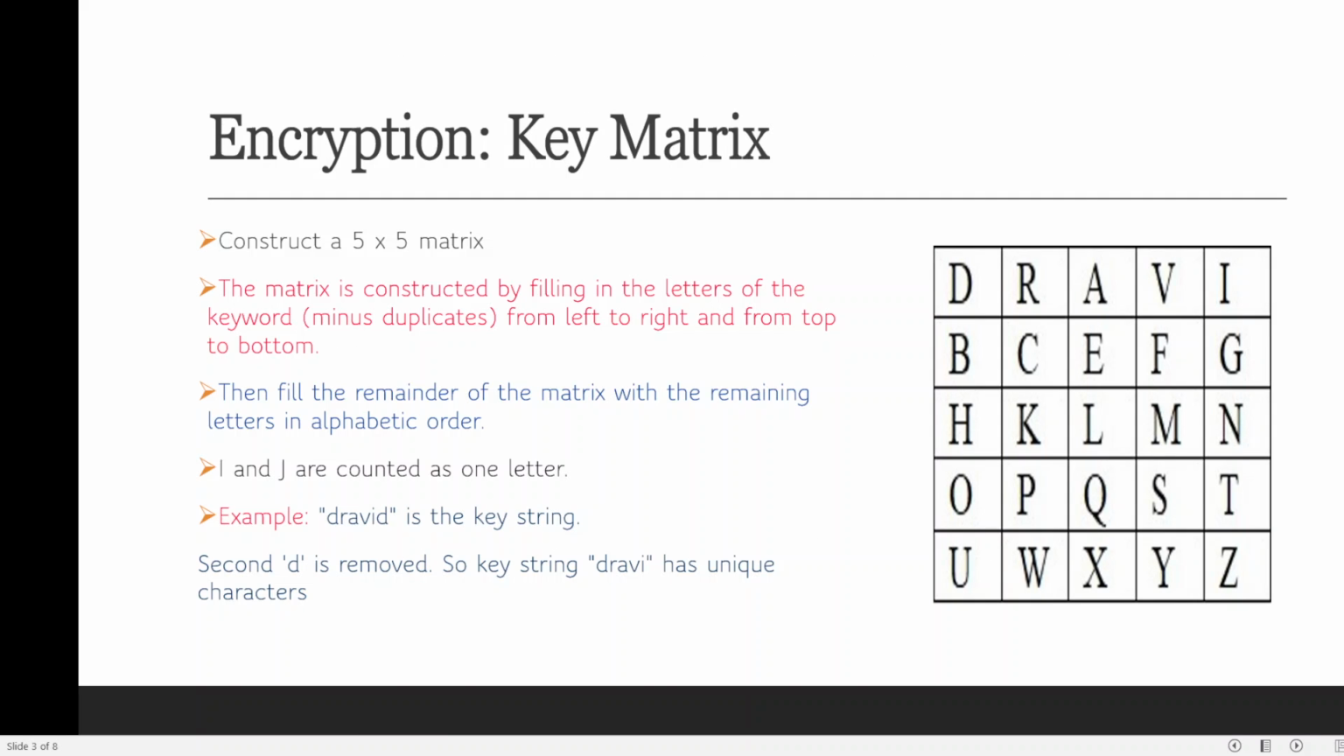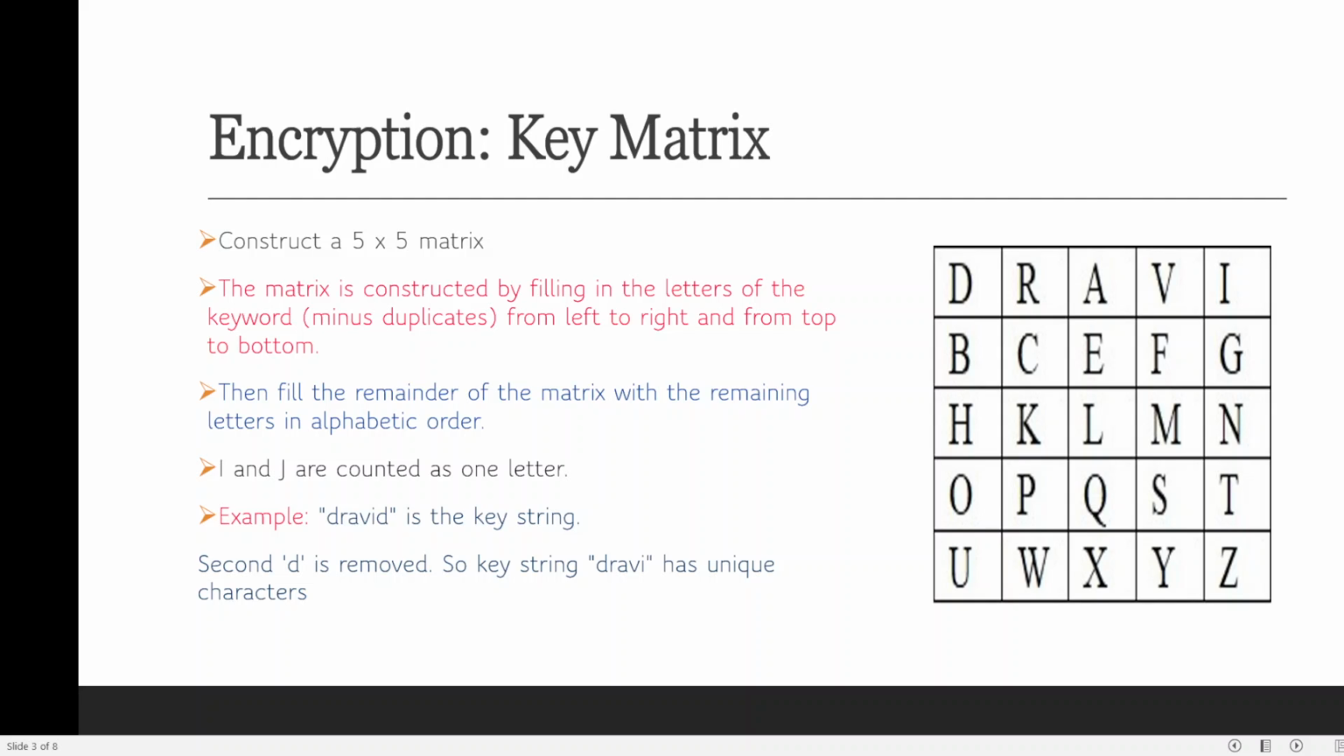In PlayFair Cipher, first we'll be constructing a key matrix. It is a 5 into 5 matrix. First, we'll be filling that matrix with a keyword. Once the keyword is filled, we'll be filling the remaining matrix with the remaining alphabets. The thing is, the keyword should be unique, and all the characters in that matrix should be unique. Here, the characters I and J are treated as the same.